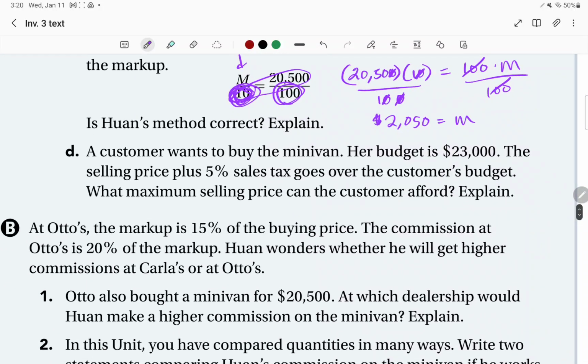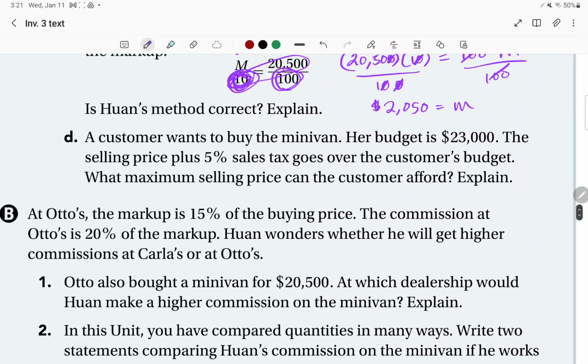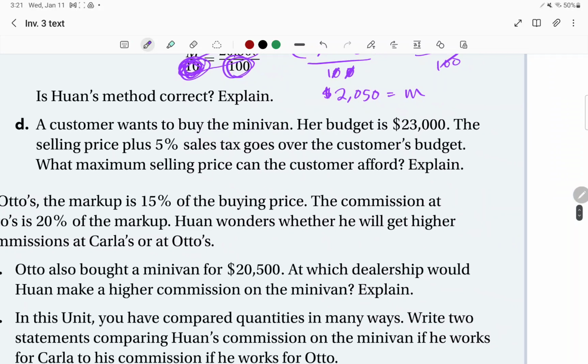And then the last one here, it says a customer wants to buy the minivan. Her budget is $23,000. The selling price plus 5% sales tax goes over that budget. So what's the maximum selling price that the customer can afford, and explain. So again, if you haven't tried this one, try it on your own before you watch the solution here.